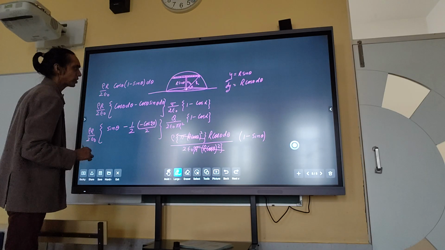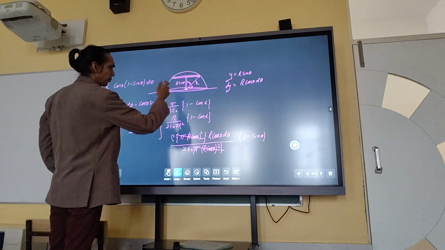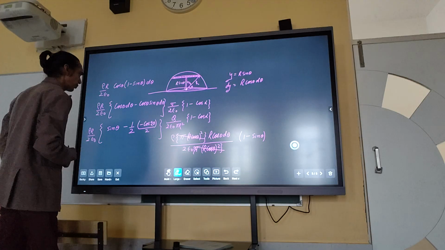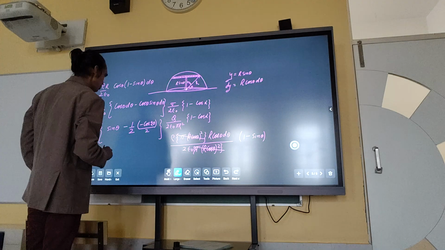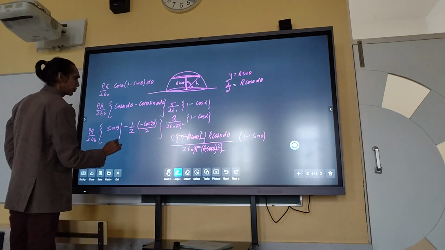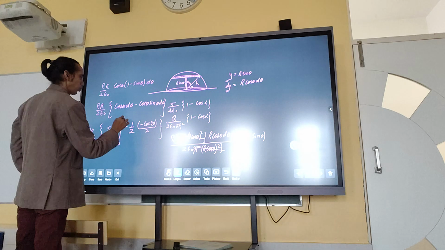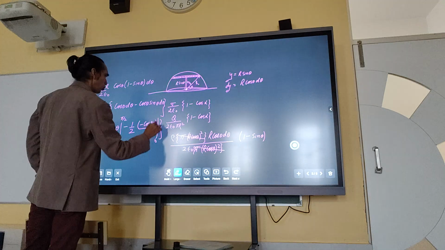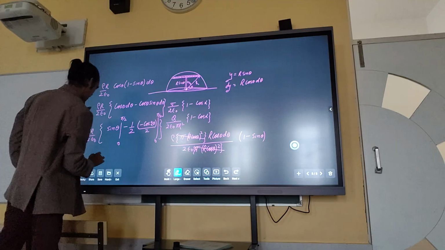We are to place limits, from where to where theta should vary. For this point, not the entire range, theta should vary from 0 to pi by 2. From 0 to pi by 2. This is what we are getting.